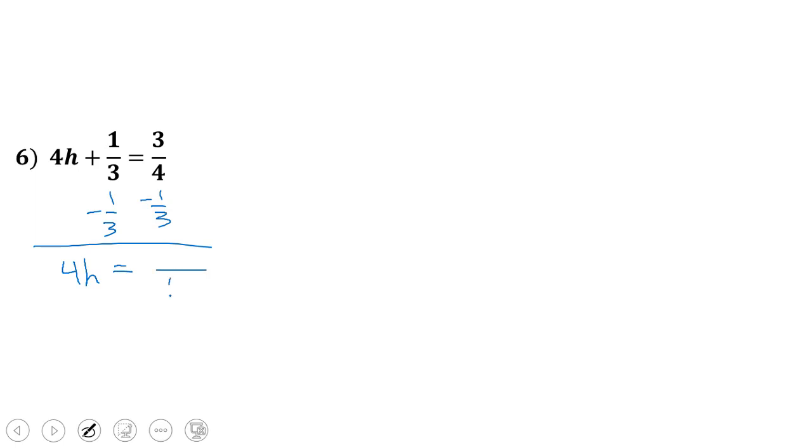The common denominator would be 12. And 4 goes into 12 3 times. 3 times 3 is 9. And then subtracting, 3 goes into 12 4 times, 1 times 4 is 4. So now I would be left with 4h is equal to 5/12. Then I would divide by 4. And 5/12 divided by 4 becomes 5/12 times 1/4.